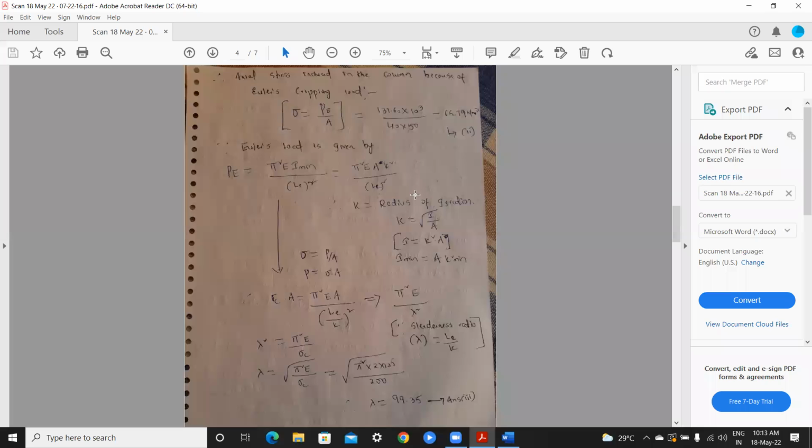So here Euler's load is given by the same formula, but what is the slenderness ratio? From I minimum we are getting the radius of gyration. So directly we can put I minimum is equal to A K square minimum. After getting K square at the bottom, L E by K square means slenderness ratio. From this we can get the slenderness ratio, as the stress is given here, 200 kilonewton.